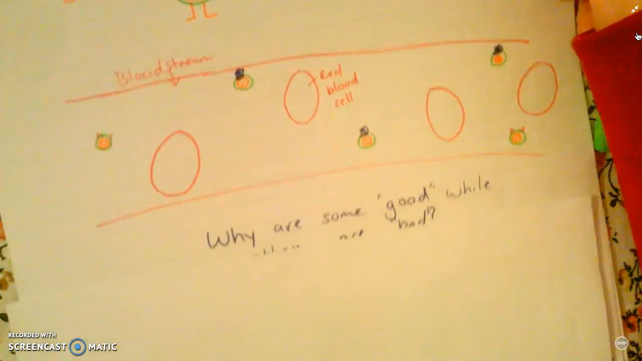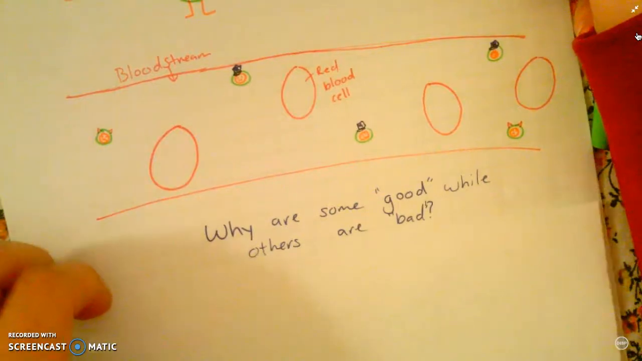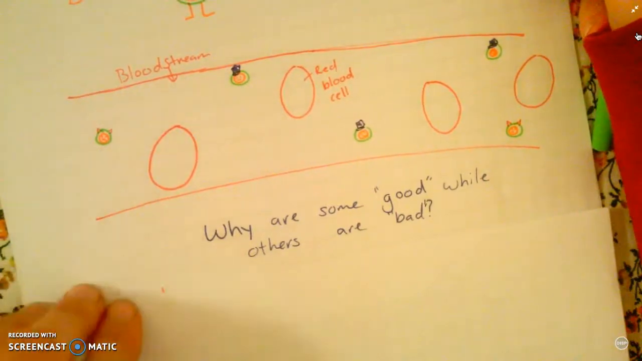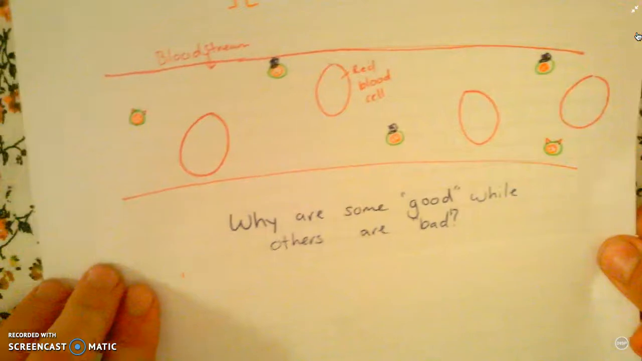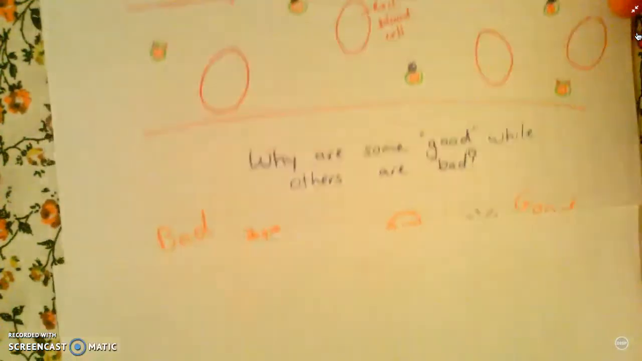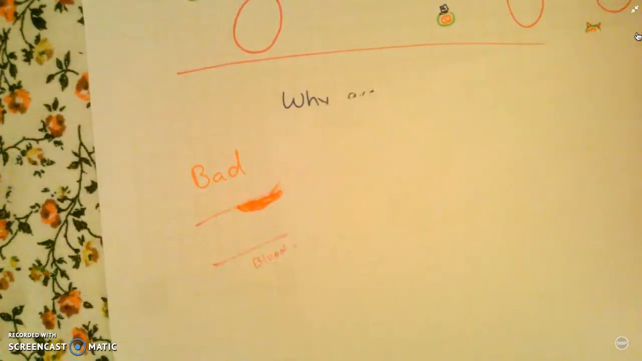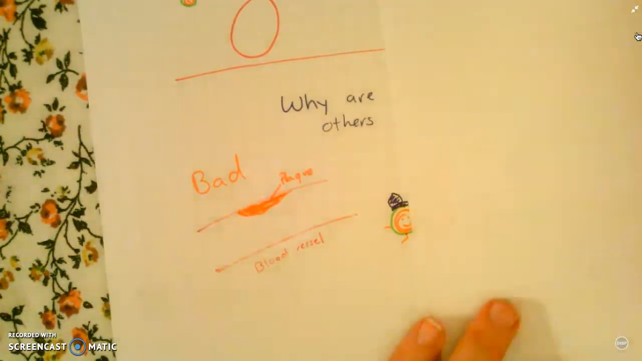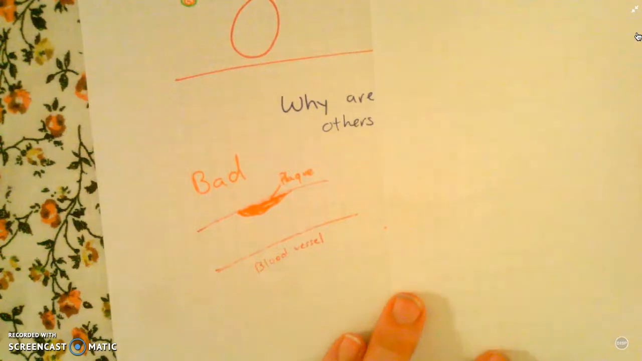So then the question should really be, why are some of them good and the others are considered bad? So why is that? We'll zoom in first on the ones that we consider bad. I'm trying to move it so we're just focused on one thing at a time. So we have the bad ones.